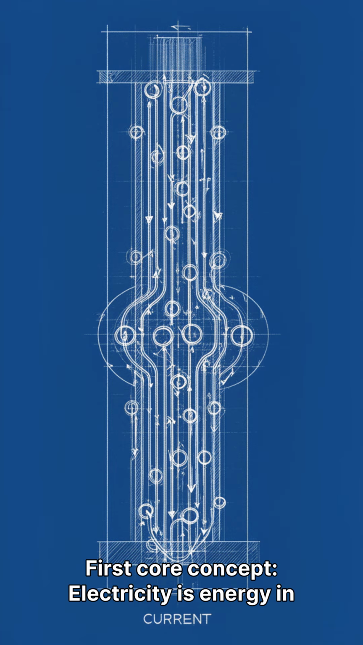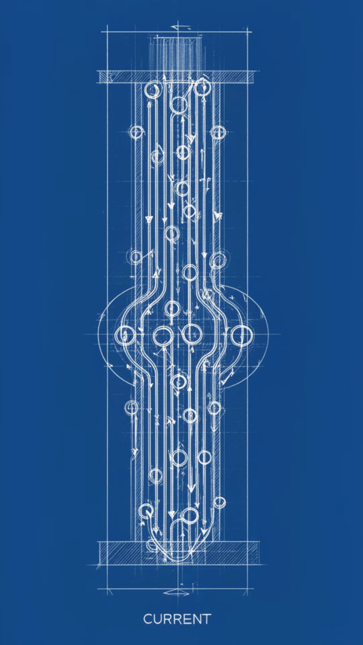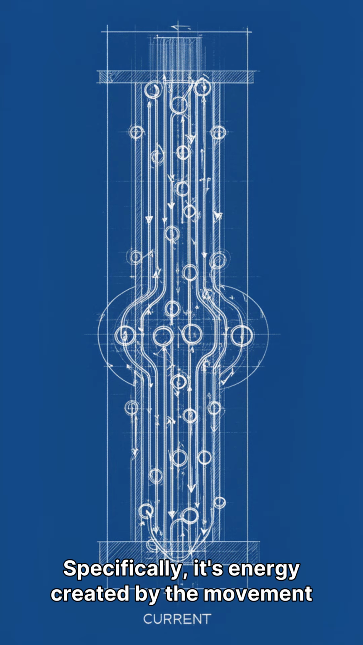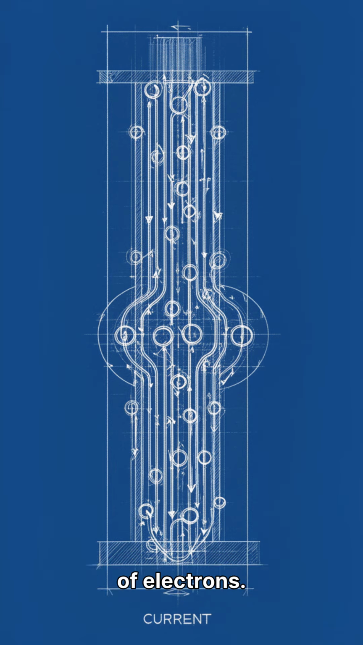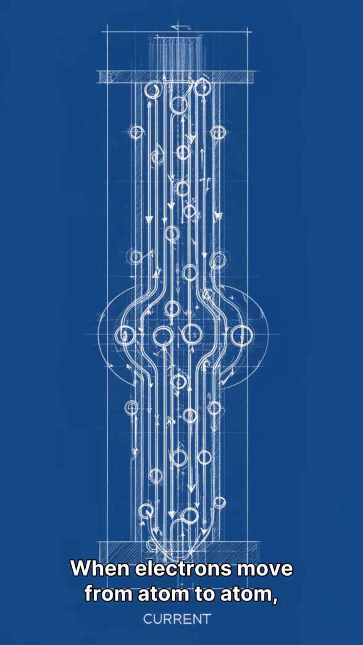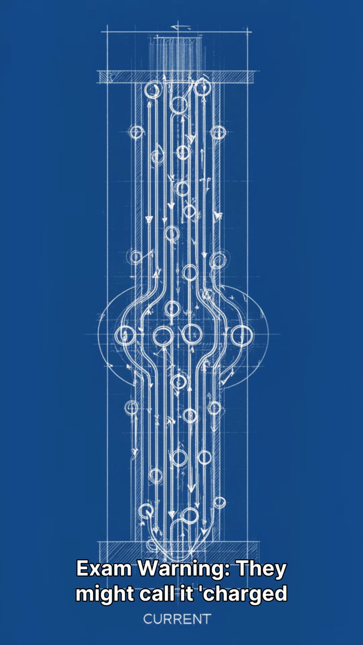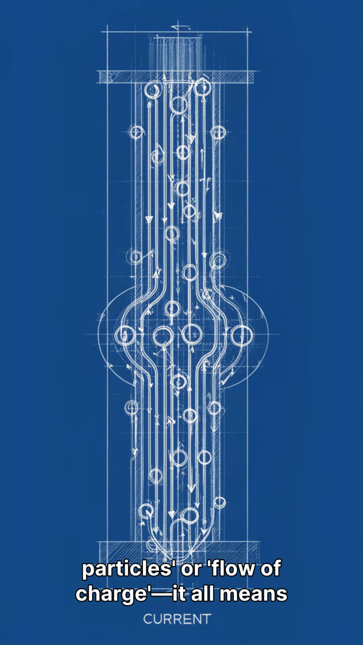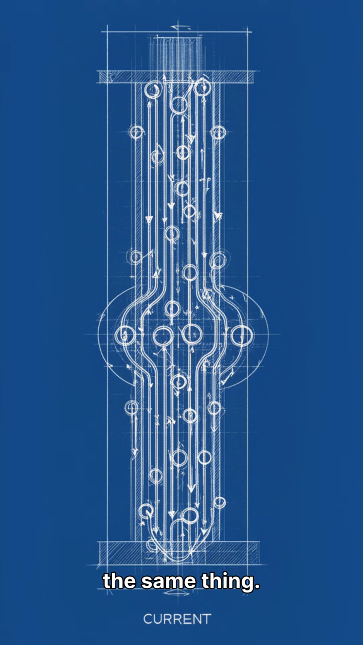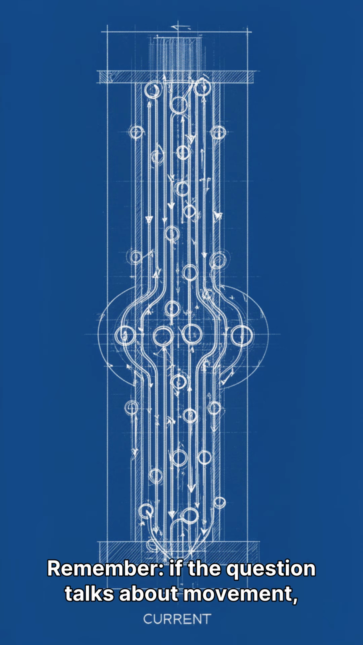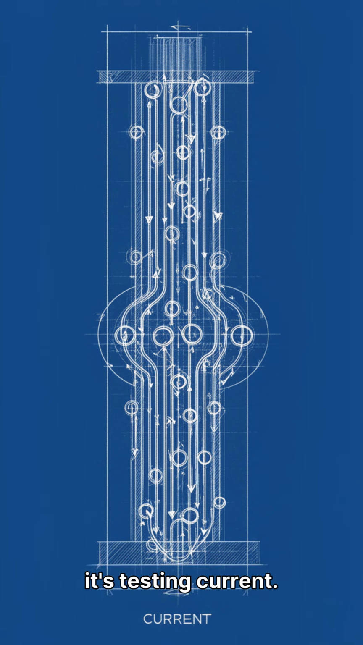First core concept: electricity is energy in motion. Specifically, it's energy created by the movement of electrons. When electrons move from atom to atom, we call that electric current. Exam warning: they might call it charged particles or flow of charge. It all means the same thing. Remember, if the question talks about movement, it's testing current.